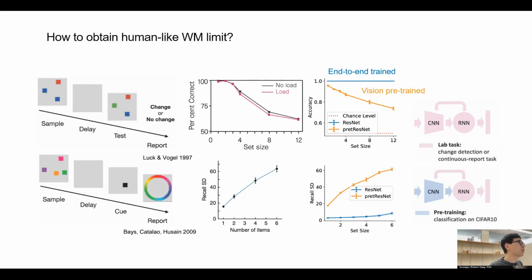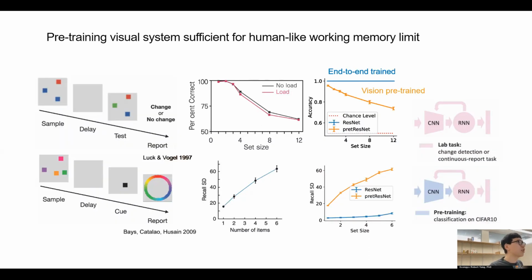So these results would suggest that pre-training a visual system is actually sufficient to obtain a human-like working memory limit in these tasks. So there is a caveat, but I'm happy to go into it in the Q&A. But for the sake of time, I'll move on now.